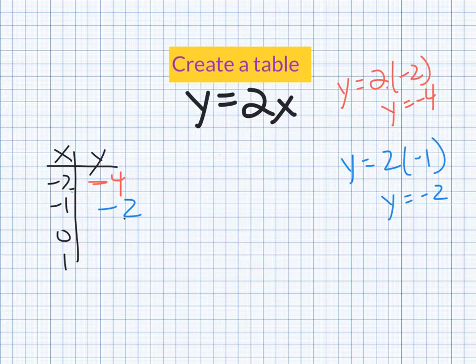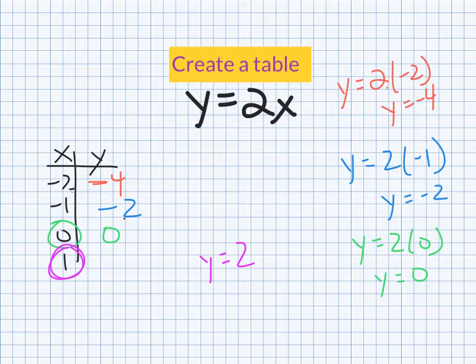Alright, next is 0. Y equals 2 times x, but instead of x, I've got 0. Y equals 2 times 0, which is 0. And last, I've got 1. Y equals 2 times x, but instead of x, I've got 1. Y equals 2 times 1, which is 2. And there we go. I've got my table.